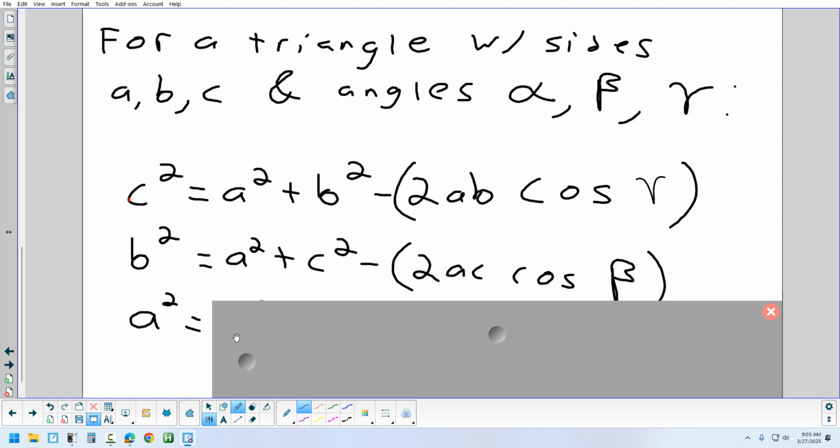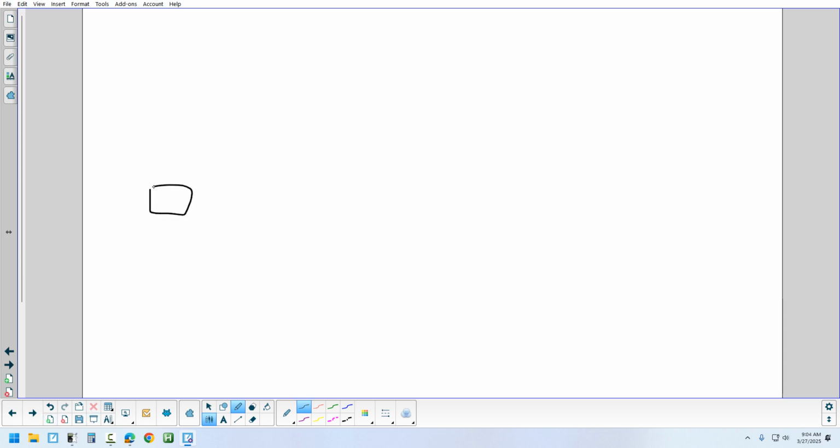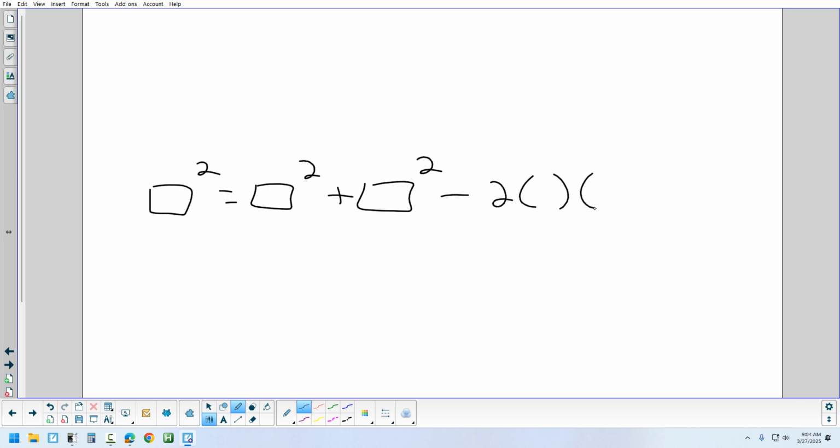Okay, so that's not a different formula. It's the same formula. You're just representing the pieces of information different ways. But it always looks something like this. That's what the law of cosines looks like every single time. You just have to fill in all the boxes. So you have to know the pattern.